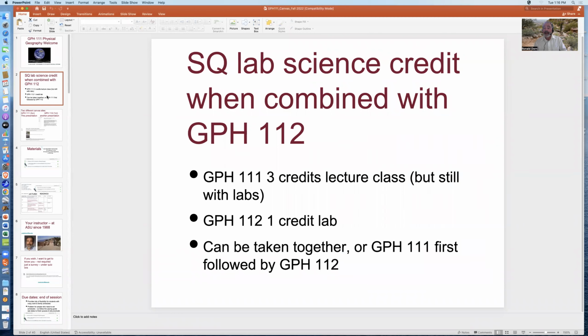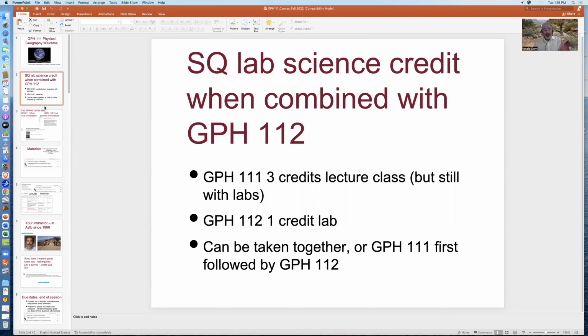Most people take physical geography because they need a lab science to graduate. And so if you're looking for this requirement, a lab science class needs to be combined with GPH 112, which is the one credit lab. We used to combine everything together, but some students have already had the lecture and they just need the lab. So you can take them together, or you can take this class first, followed later by GPH 112. We know that most students do take it together, although about 20% take it separately, and there's no impact on your grade. They're two separate classes.